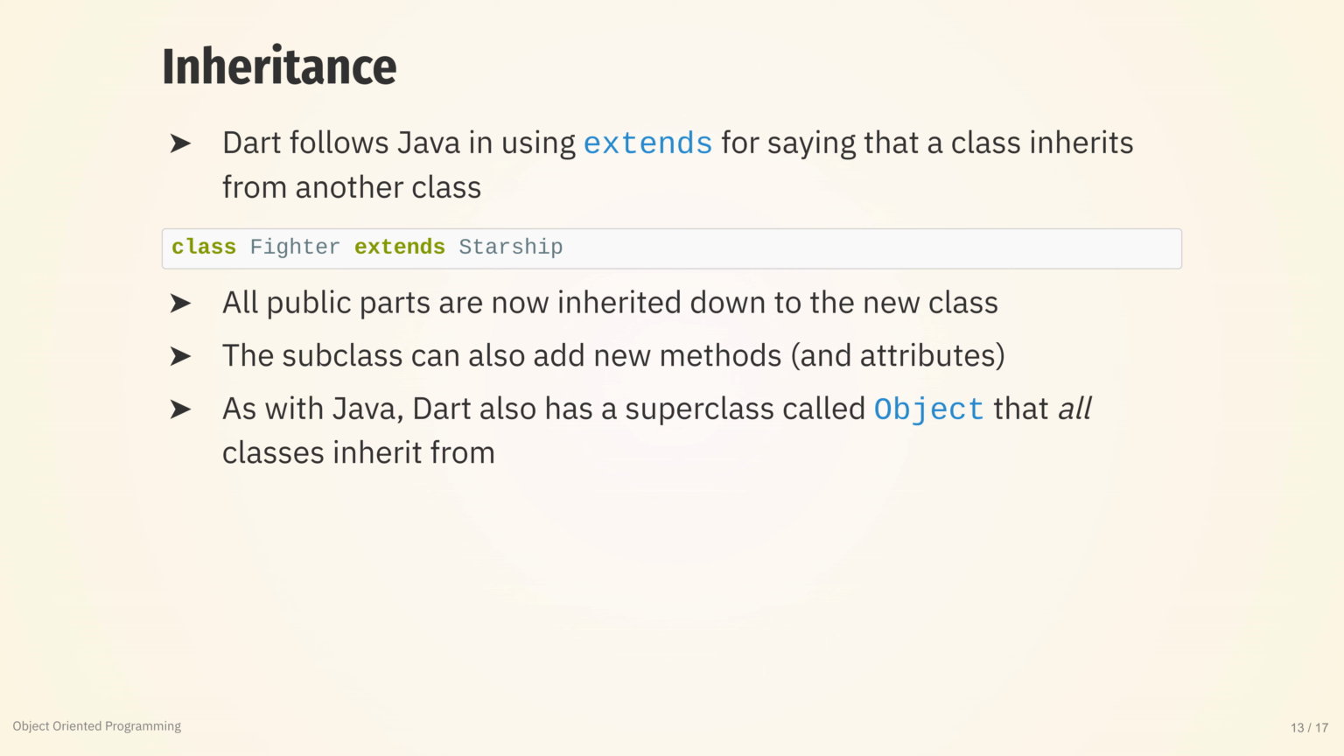And we can then create objects of the subclass instead of doing it from the superclass, which is Starship in this case. As with Java and most other programming languages, we have a superclass called Object, which all the different classes inherit from.